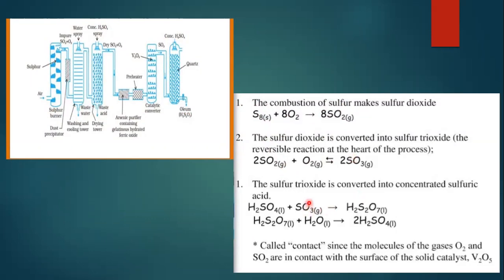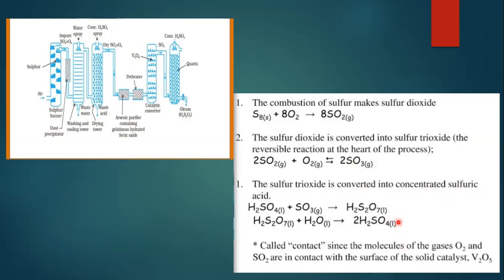Now, sulfur trioxide is converted into concentrated sulfuric acid. That is, first, it is obtained in the form of oleum. This is the concentrated form of sulfuric acid. When the concentrated form of sulfuric acid is diluted, the sulfuric acid is formed.